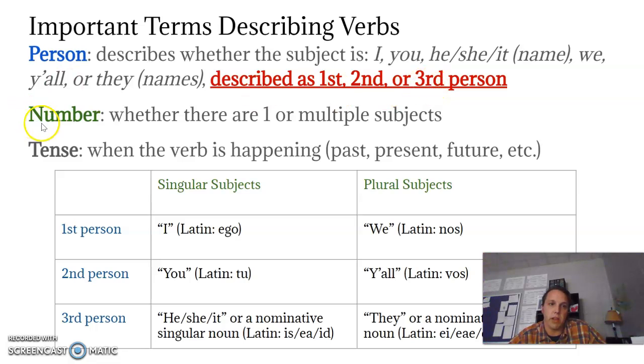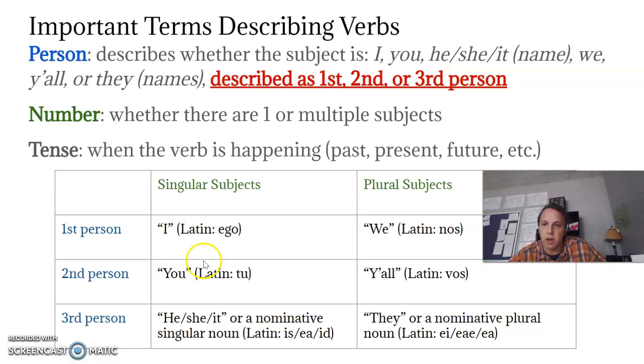The second important term is number. And while that may be confusing, considering the person is described as first, second, or third, sounds like a number, number just means whether there's one or multiple things doing it, so singular or plural. Then, like I said, tense just tells you when the verb is happening. Like we can talk about the past tense, the present tense, the future tense, and all the other ones in between. But for right now, we're focusing on the present tense. So that's not too important.